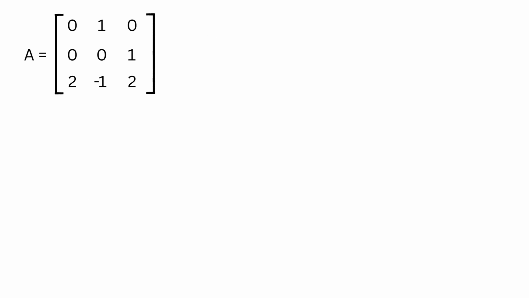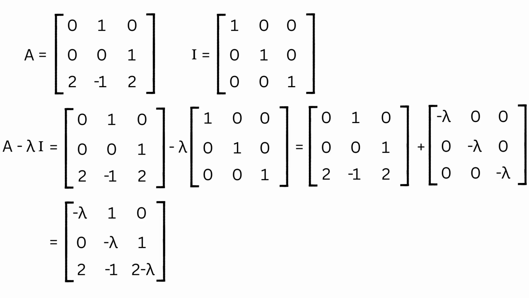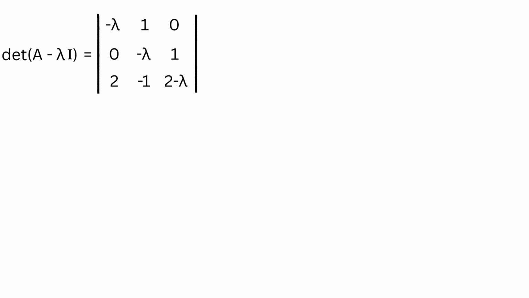Now, let's apply the same steps to the second example. We can see that the matrix has 3 rows and 3 columns. Therefore, the identity matrix must also be a 3 by 3 matrix. Next, we calculate A minus lambda I. Then we calculate its determinant. Let's expand along the first row.